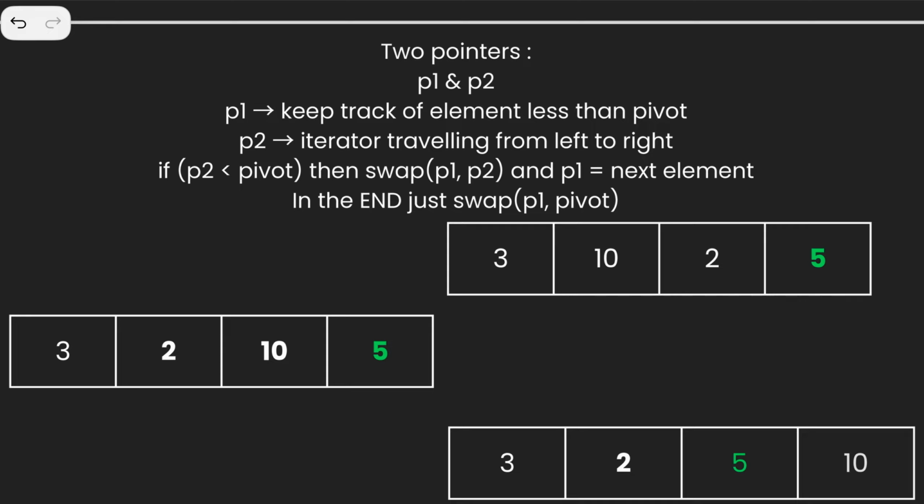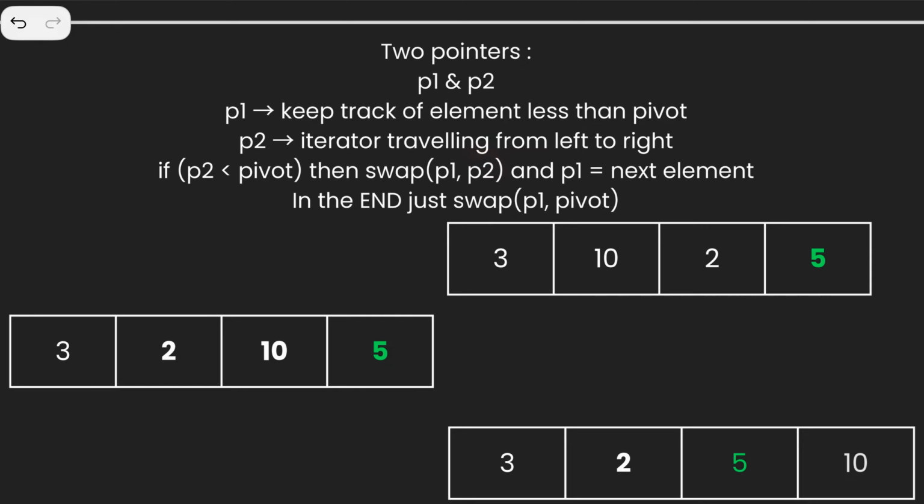So we are going to keep track of elements less than the selected number, right? And that will be our pointer P1. P2 is an iterator, it will move from left to right. When P2 is less than our selected element, which is a pivot element, we are going to swap P1 and P2. Why are we swapping P1 and P2?